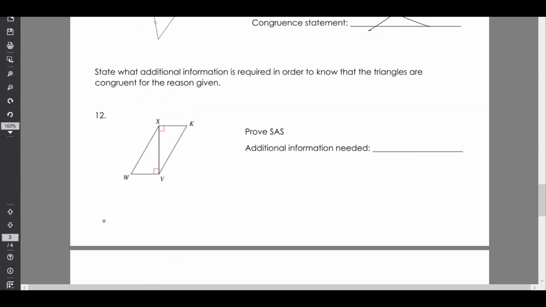Now, this is kind of like that warm-up we did the other day. You want to tell me what else would be needed to do this. Okay, so I've got there a right angle, and they're touching. So when they're touching, we want to make sure we always put that tick mark where they touch. That way we can see it. Tick mark right here. So if it was going to be side, angle, side, it would be side, angle, and this side is what I need. On the other one, side, angle, side, this is what I need. So we would say we need WV, that segment, to be congruent to KX, that segment.